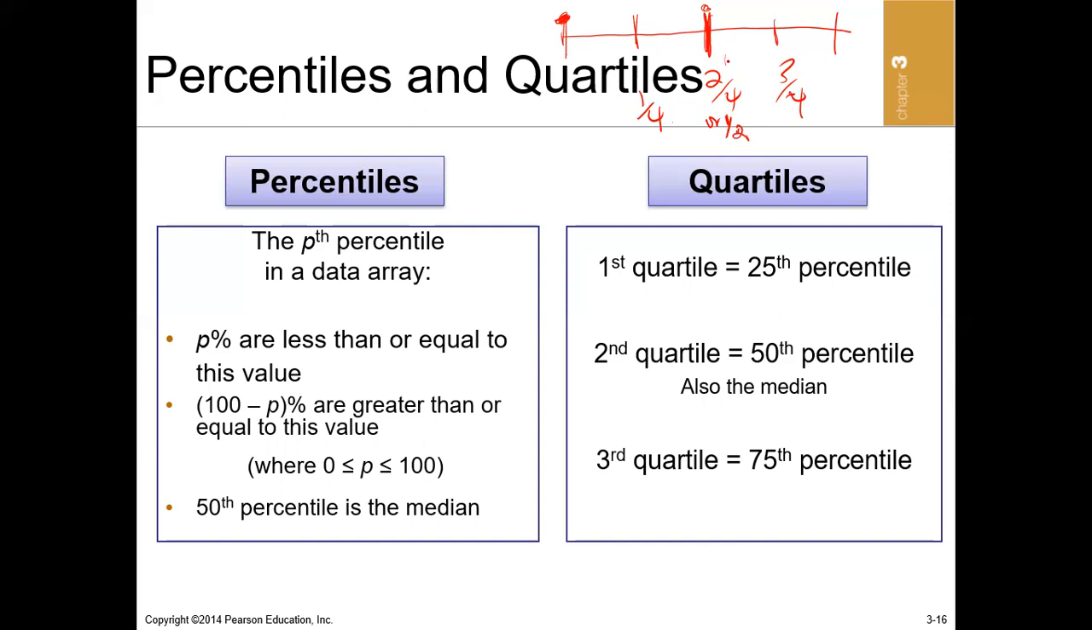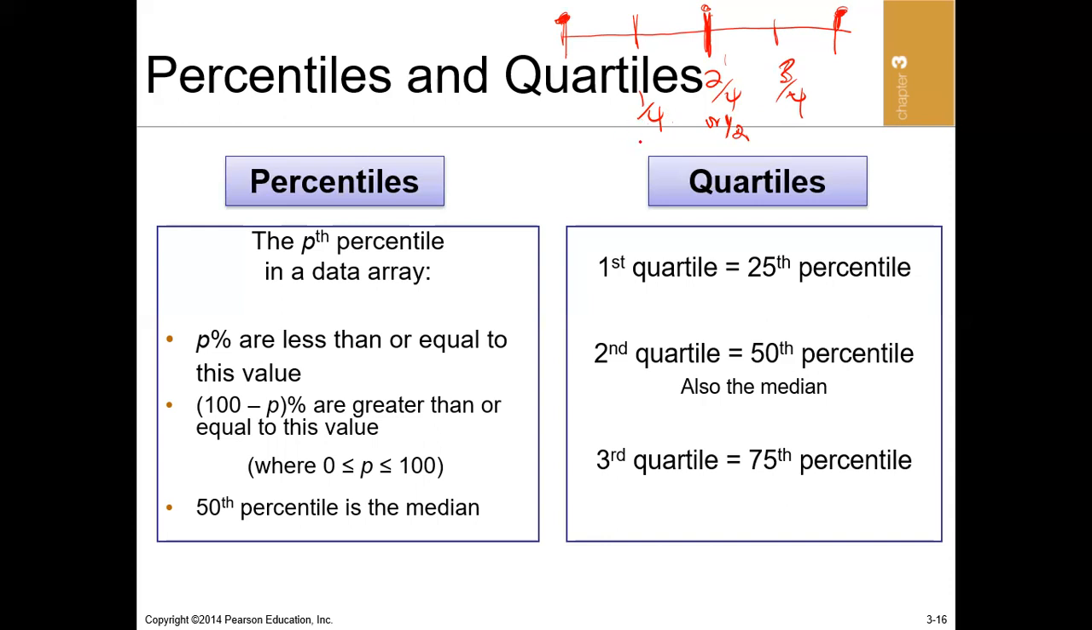Then somebody may also want to know, between the middle position and the last position, what figure lies exactly in the middle of them. The figure that lies in the middle of the middle position and the last position is what we call the 3/4 position or the 75th percentile.